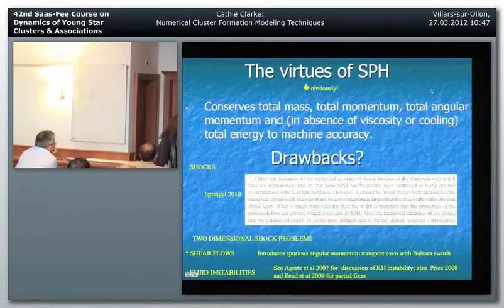However, I think SPH has many virtues. It obviously conserves mass because you've got a bunch of particles, and as I said before, the way it's been set up and the symmetries, it's conserving all the global quantities to machine accuracy. In Volker Springel's recent review, he's got a nice statement about how SPH handles shocks, because you've probably heard, oh, SPH can't handle shocks properly. So what he says, I'll read it out, it's probably not clear from the back.